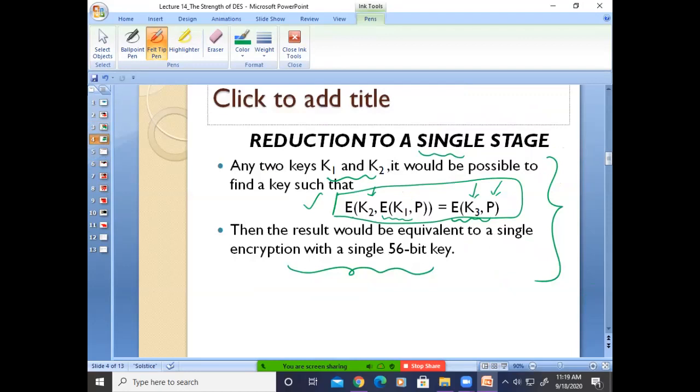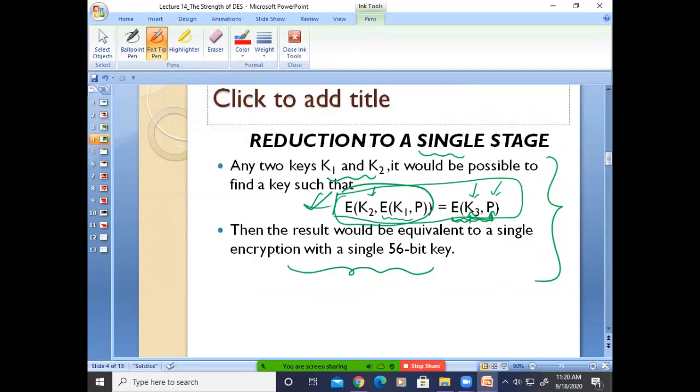Yes or no? The first one. So there may be a match with some different key with a plain text P. If that is possible, it leads to only a single stage. Is it clear? In a double DES, what is happening?